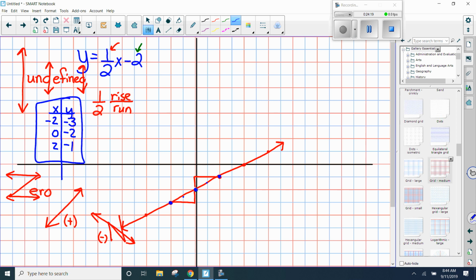Now, here's another way that you could graph it: by looking for intercepts. We already know the y-intercept is -2. Where does it cross the x-axis? What's the x-intercept? 4. It crosses the x-axis at 4.